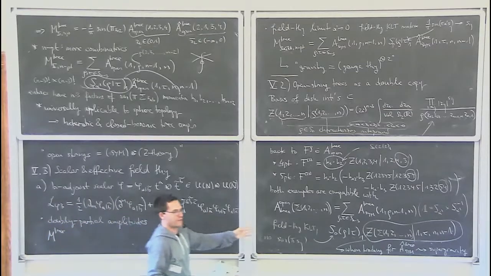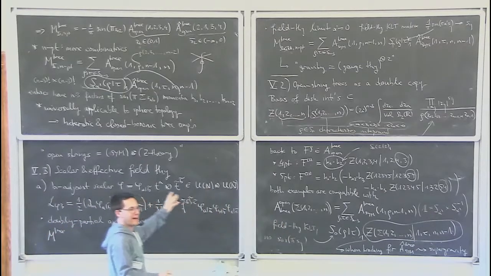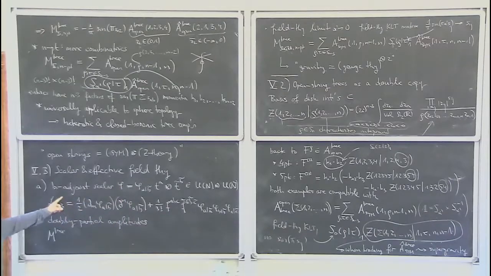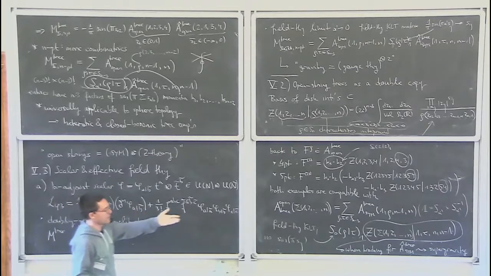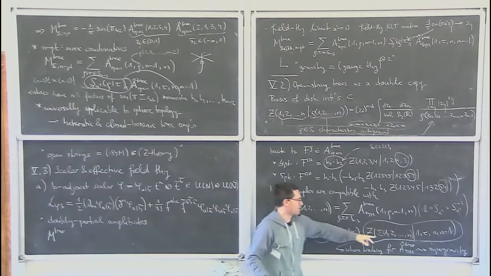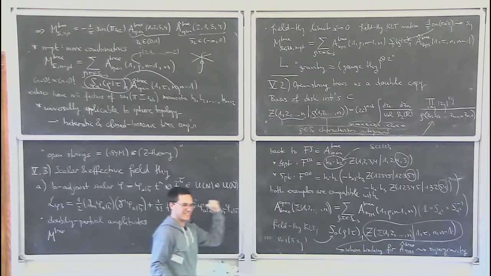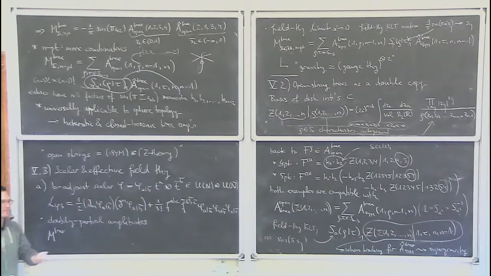It contains all alpha primes, yes. The claim is that this Lagrangian computes the field theory limit. It computes the alpha prime to zero limit. I mean, it's in general a tough question to alpha prime expand these things. To get everything, you need an infinite series of effective higher derivative interactions.